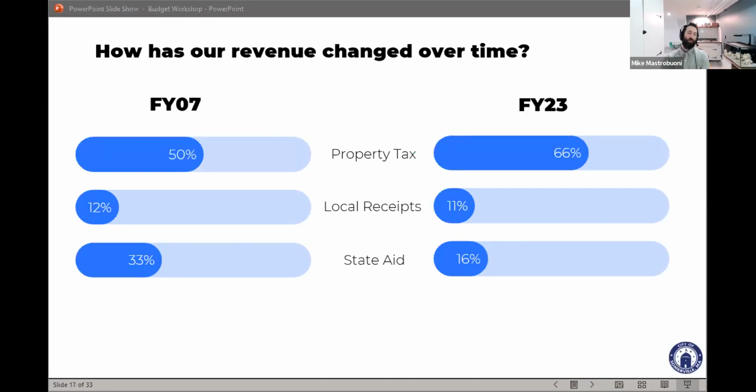But the proportion of our revenue has changed drastically since fiscal year 2007. In 2007, about half of our revenue came from property tax and a third came from state aid. And you can see in the 15 years since, the proportion of our revenue that comes from property tax has grown by 16%, and the proportion of state aid has gone down. And you can see local receipts, basically the same proportion. So this is the kind of challenge that we are faced with as a city. And it's something that I know some of our city councilors are very passionate about, this reduction in state aid.